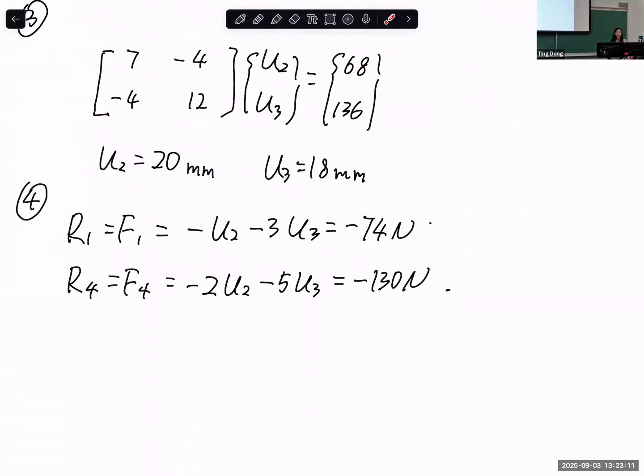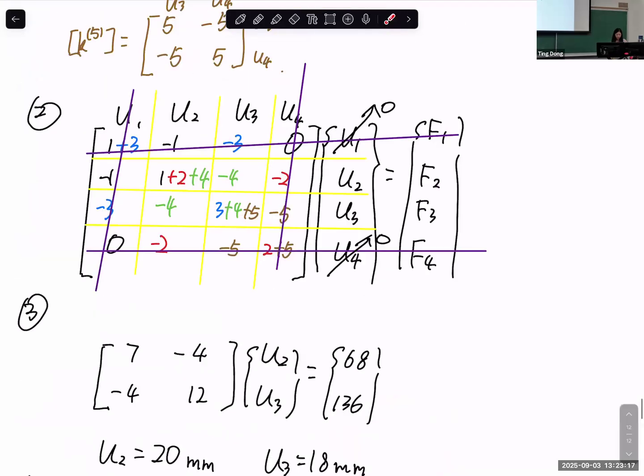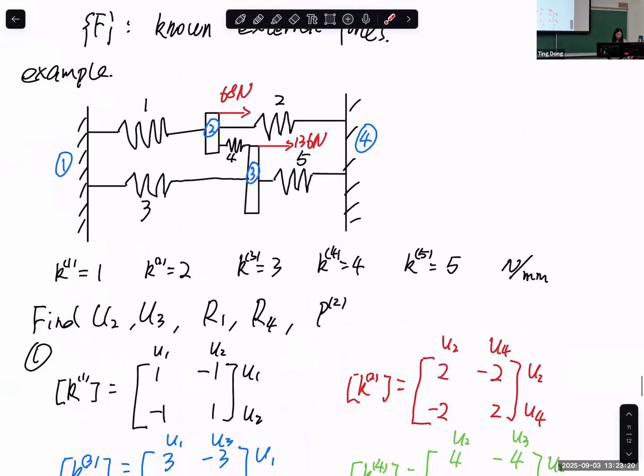Makes sense, right? You can also, of course, double check with what you learned from statics. Two forces applied to the left, two forces applied to the right in the system. They are in equilibrium, right?